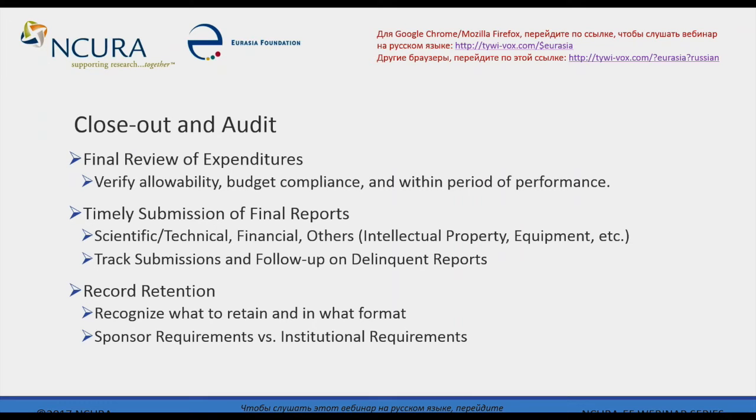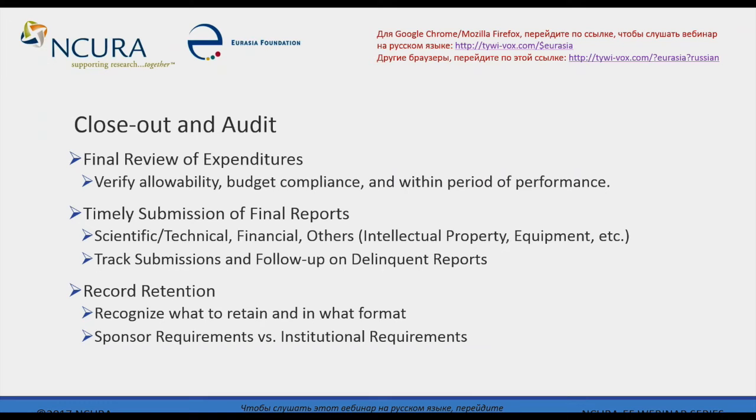At some point in time, each project will come to an end. As the awards are being closed out, there are some key responsibilities. There needs to be a final review of expenditures. You'll need to verify the allowability of expenditures, whether they are in compliance with the approved budget, and whether the expenses were incurred within the period of performance.